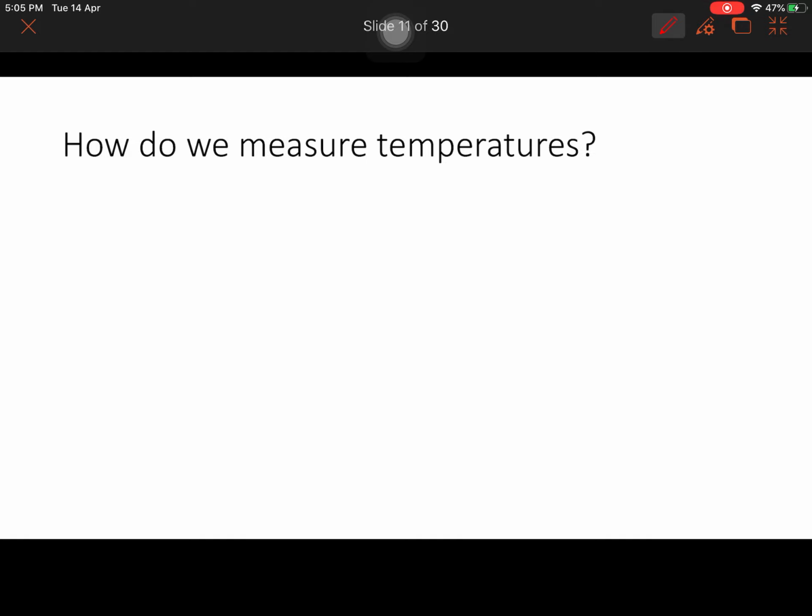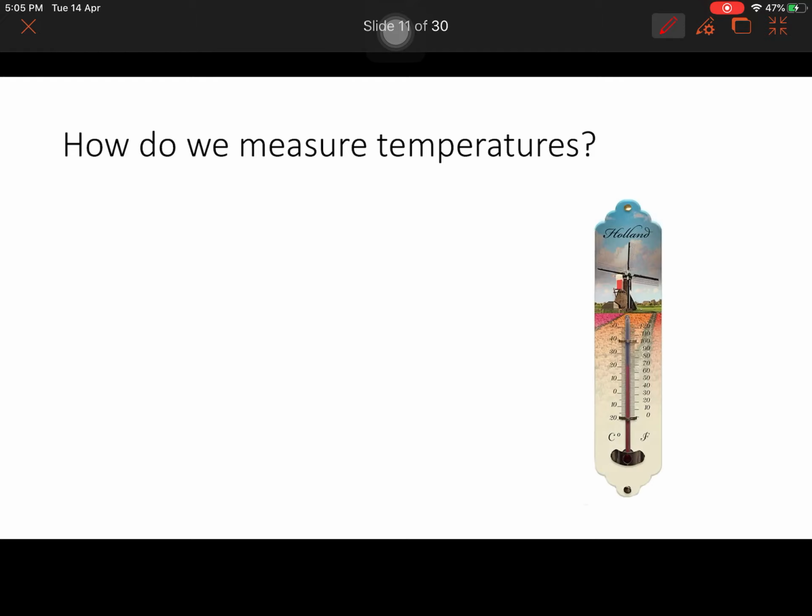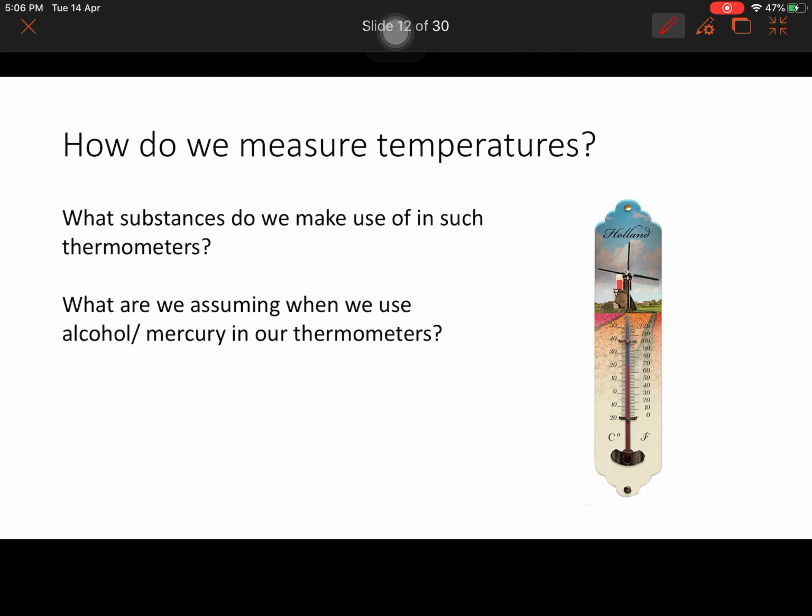Now how do we measure temperature? We use a thermometer, right? Have you seen such thermometers before? What substances do we make use of in such thermometers? Yeah, alcohol or mercury. These are the 2 common substances, right? Now when we use alcohol or mercury, what are we assuming? What are we relying on in order for us to know that the temperature that's recorded is accurate?